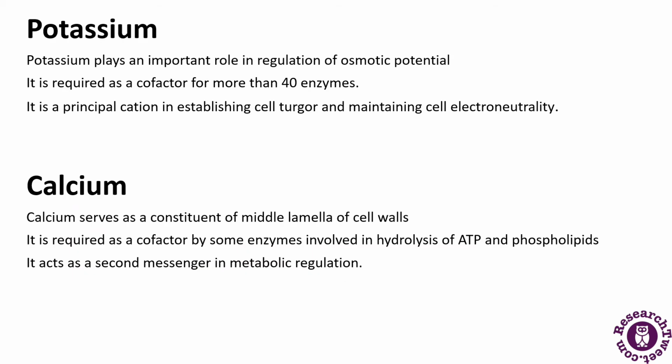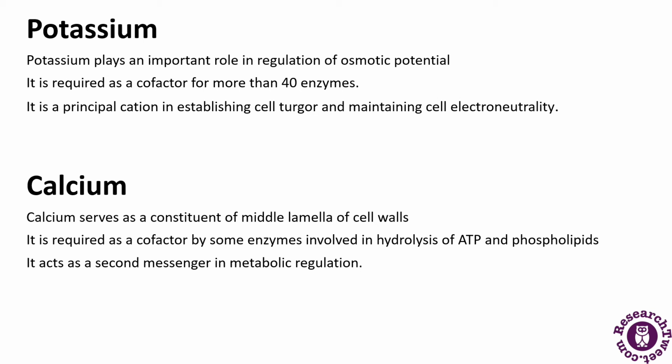Next is potassium, which plays an important role in the regulation of the osmotic potential. It is required as a cofactor for more than 40 enzymes. It is a principal cation in establishing cell turgor and maintaining the cell electroneutrality. So these are some of the main functions where potassium plays a role.